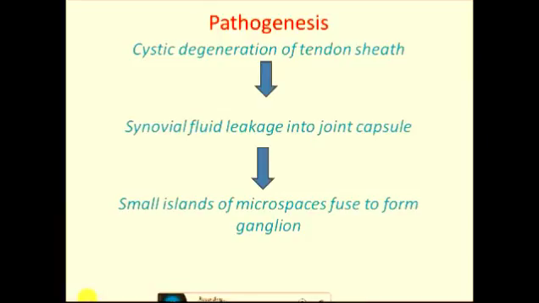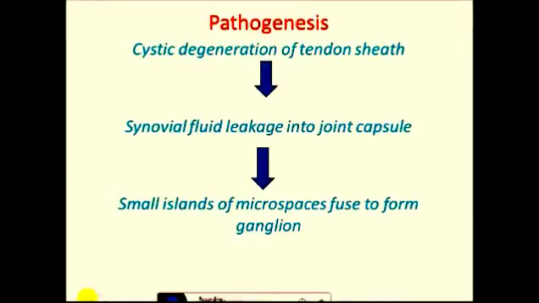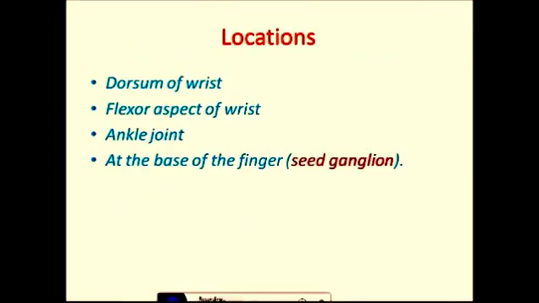The pathogenesis of ganglion is cystic degeneration of the tendon sheath, which leads to synovial fluid leakage into the joint capsule, which leads to small islands of microspaces, which again fuse to form a ganglion, which looks like the swelling in the picture. The locations: the most common is the dorsum of the wrist, the second is the flexor aspect of the wrist, the ankle joint, and the base of the finger. When it is at the base of the finger, it is called a seed ganglion. You should remember this, maybe an MCQ.